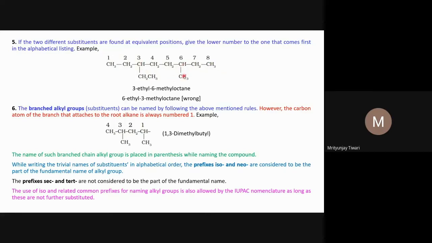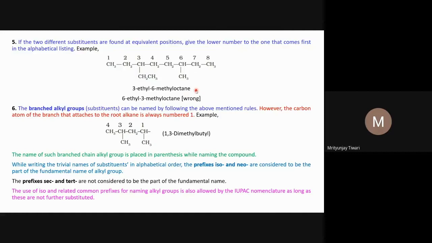Suppose this methyl group was at the second carbon atom from the right-hand side, then we would have done the numbering from this direction, 1, 2, 3, 4, and this would have been 6-ethyl and 2-methyl. But since these are at the same positions from the different directions, we do the numbering from this direction, 1, 2, 3. So this becomes 3-ethyl-6-methyloctane. So 3-ethyl-6-methyloctane.